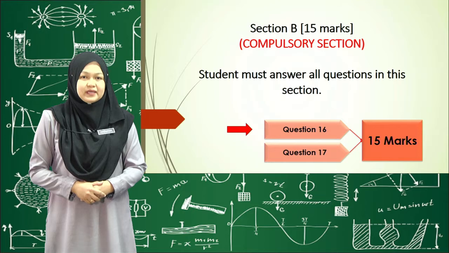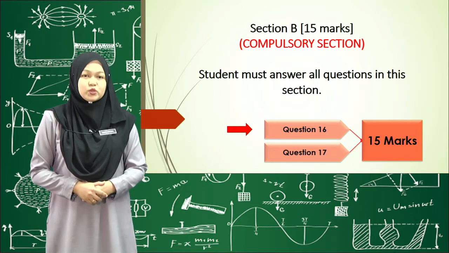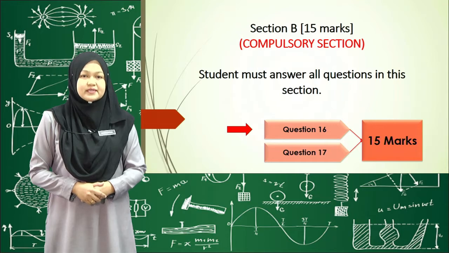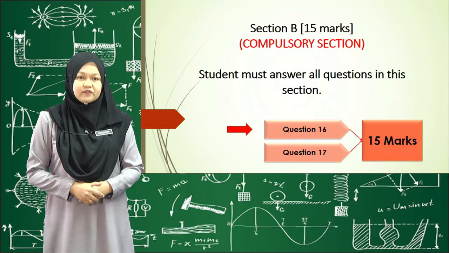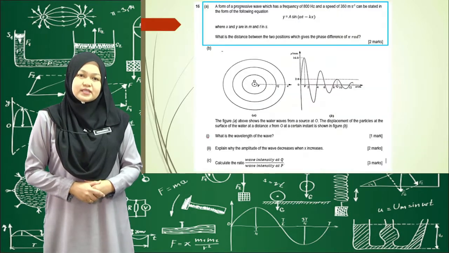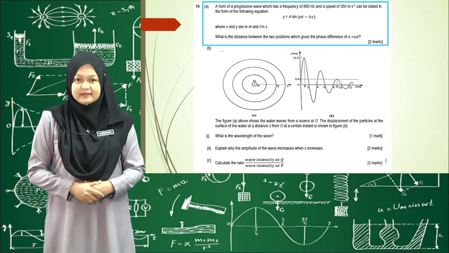Okay, section B is a compulsory section where all students need to answer the questions in this section. Question 16 and 17 will give 15 marks in total. Okay, so let's start with question number 16a.